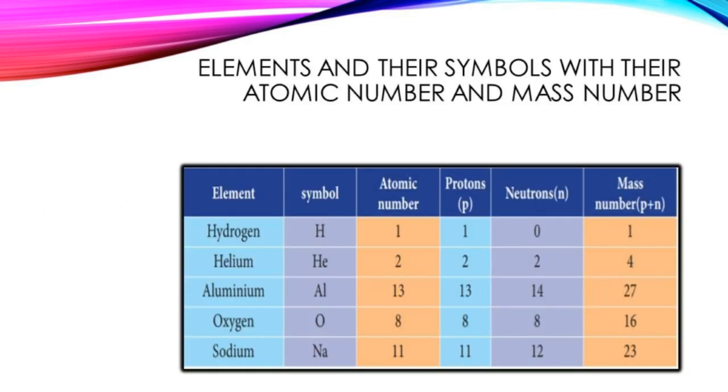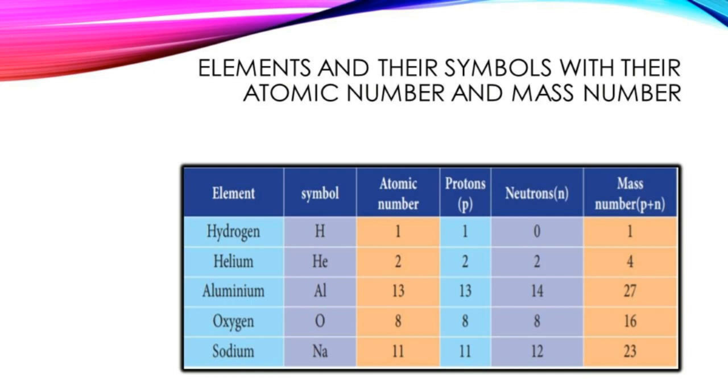Let's see some elements and their symbols with their atomic number and mass number. The first element, hydrogen. The symbol of hydrogen is H and the atomic number is 1. Number of protons is 1. As there are no neutrons in hydrogen, the mass number is 1. Next, helium, the symbol is He. The atomic number of helium is 2. So the number of protons is also 2. So neutrons are 2 and the mass number is 2 plus 2 is equal to 4.